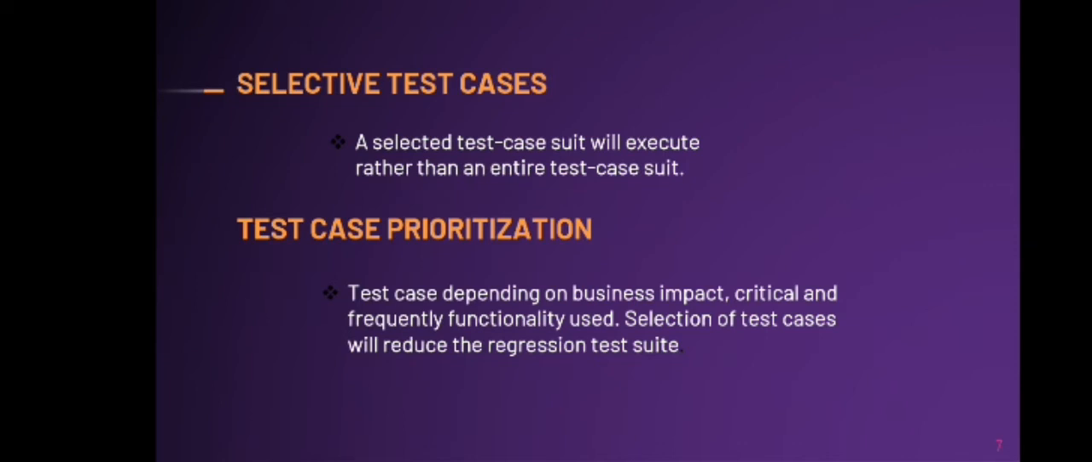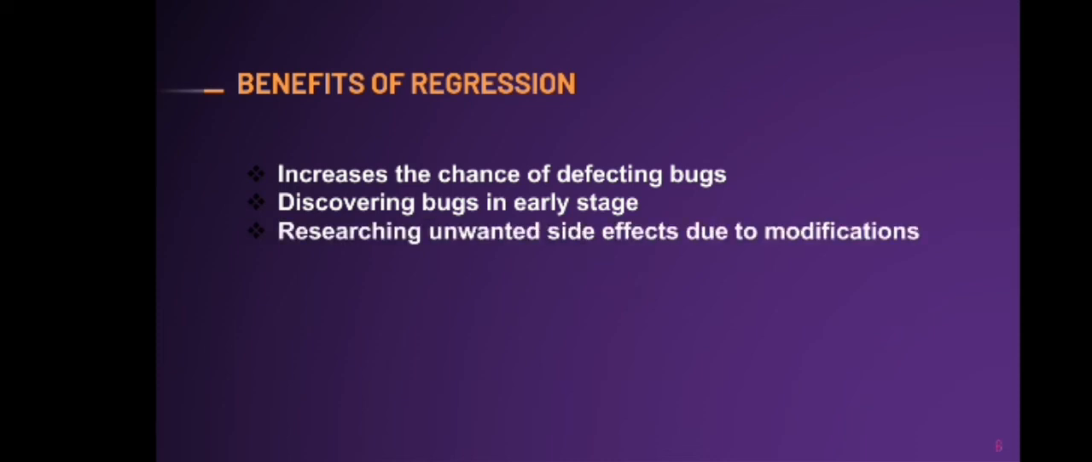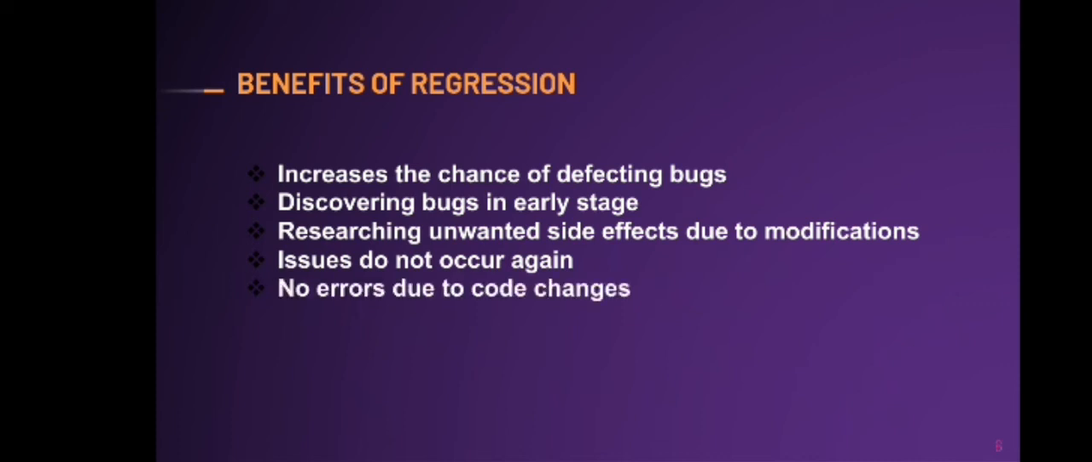Then we go to benefits of regression. Let's see one by one. Increases the chance of detecting bugs. Yes, absolutely. Discovering bugs in early stages. Before we deploy the software, we can easily find bugs in early stages. Researching unwanted side effects due to modification. Here the modification means adding new functionality to a website or software. Issues do not occur again because we are testing again and again. No errors due to code changes.